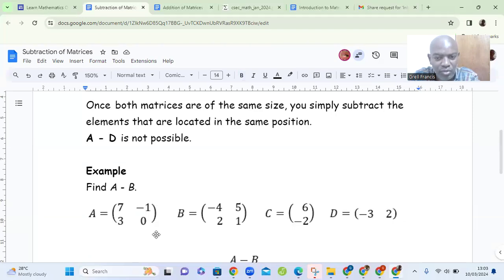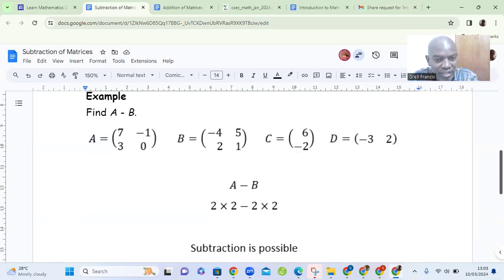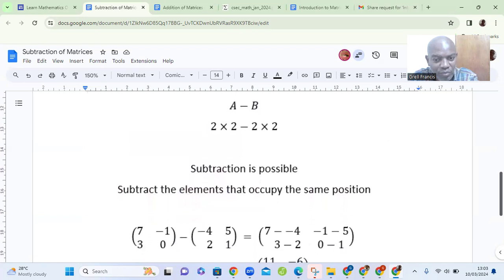So as it says there in the example, find A minus B. A minus B is possible because both A and B are 2 by 2s. Because it says once both matrices are of the same size, you simply subtract the elements that are located in the same position. So they must have the same number of elements and they must be in the same positions. So this only applies here to A and B. And here is the working.